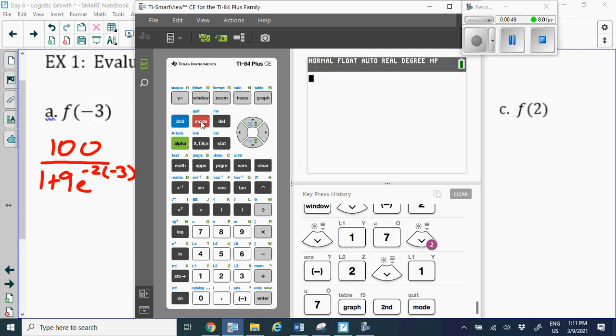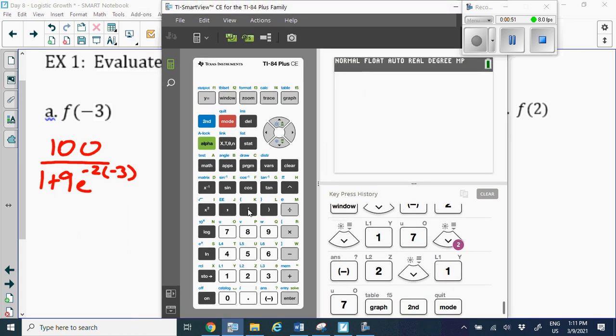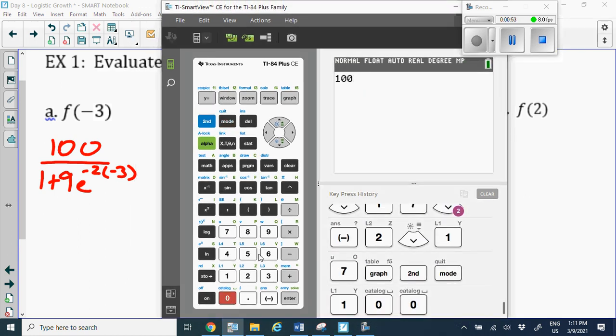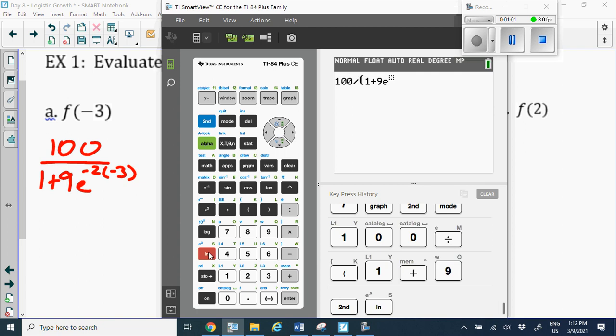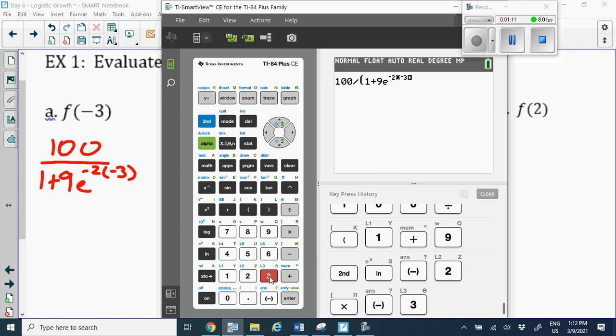Okay. So we have 100, and I'm going to divide. And I'm going to use parentheses here, so 1 plus 9, and then I have to do second natural log to represent e, and then I have negative 2 times negative 3. Now, if you are using a scientific calculator, it is going to do a parentheses for your e. So what I would suggest is you'll have to have 2 sets of parentheses closed at the end.